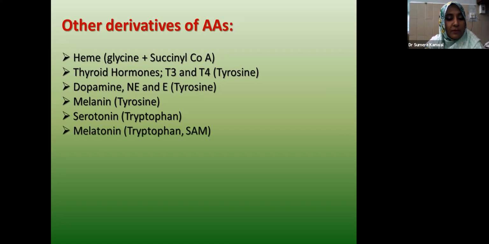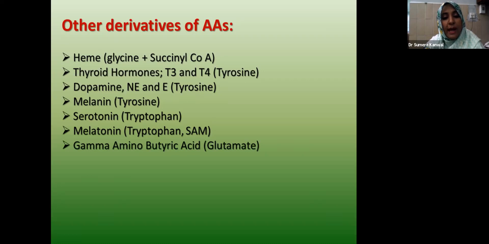Melatonin is a hormone which has a sleep-inducing effect. Melatonin is also synthesized from the amino acid tryptophan. When tryptophan is converted to serotonin, then upon methylation by S-adenosylmethionine, this serotonin becomes melatonin. Melatonin is synthesized in the pineal gland in our brain. It can also be synthesized in some peripheral tissues, but large production occurs in the pineal gland in the brain.